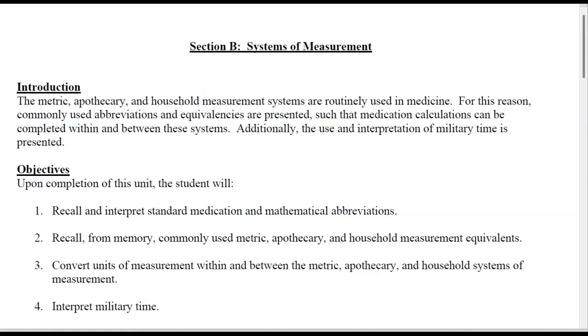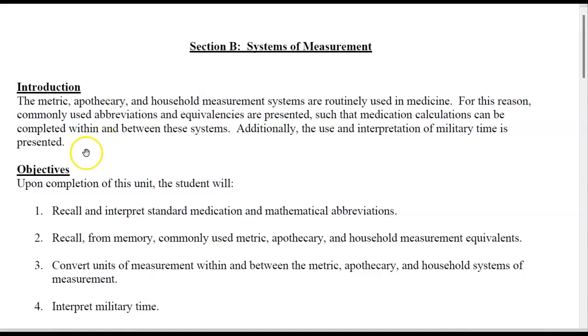Section B, systems of measurement. Different systems of measurements are routinely used in healthcare and in nursing in general. In this section, commonly used abbreviations and equivalencies are going to be presented to you so that you can convert medication calculations from one system to another as needed. In addition, you will also learn about the military time.